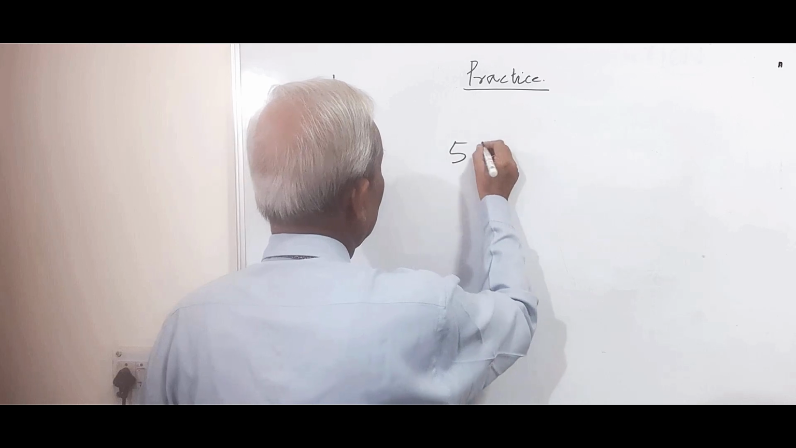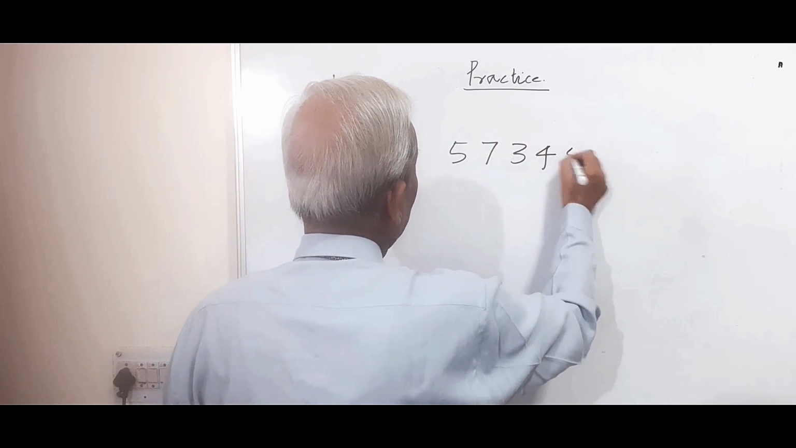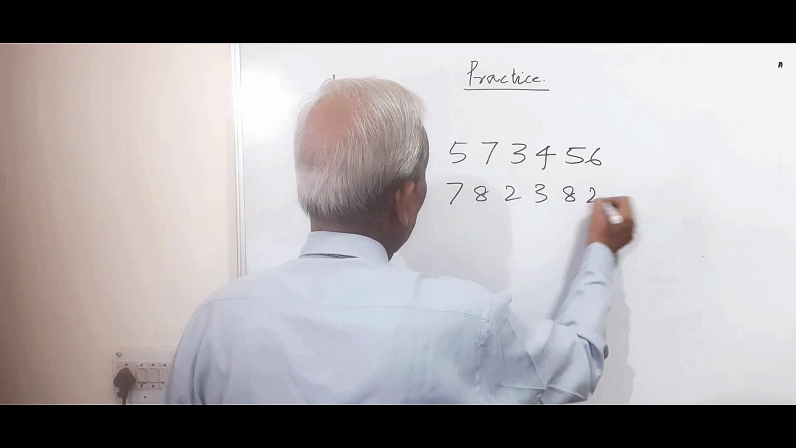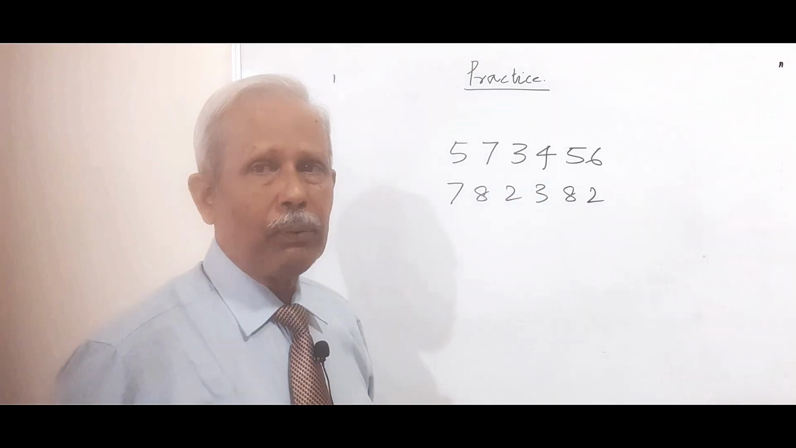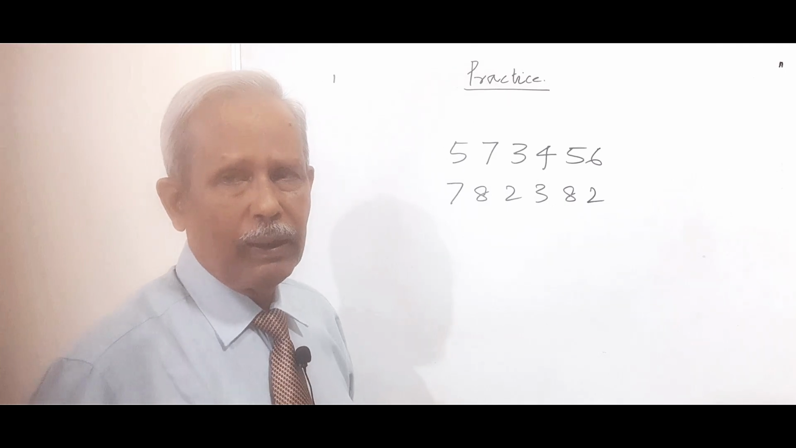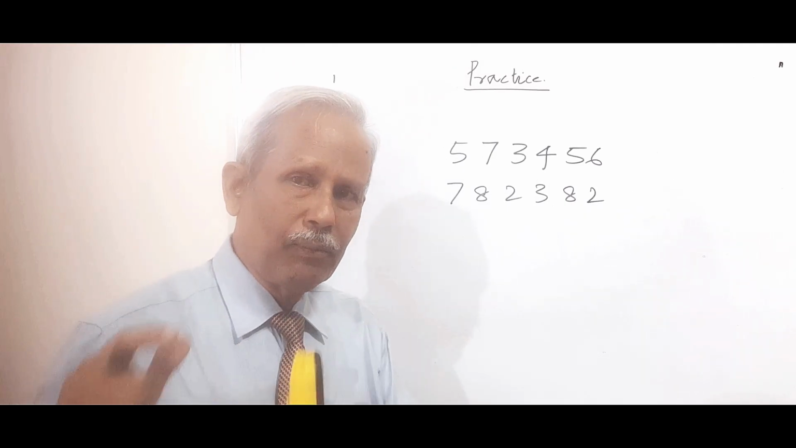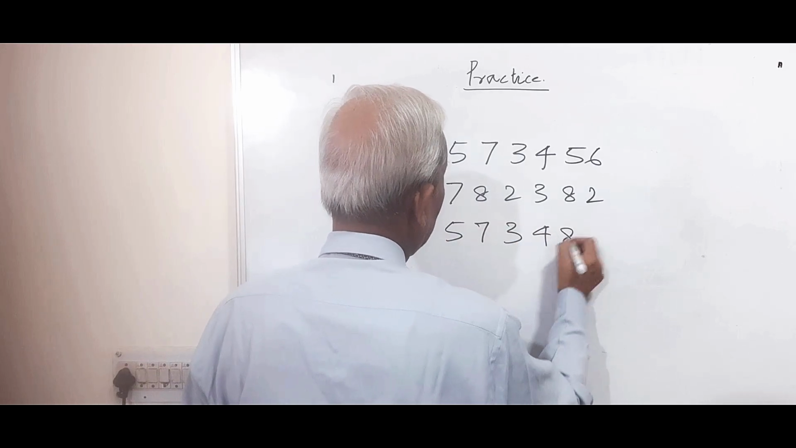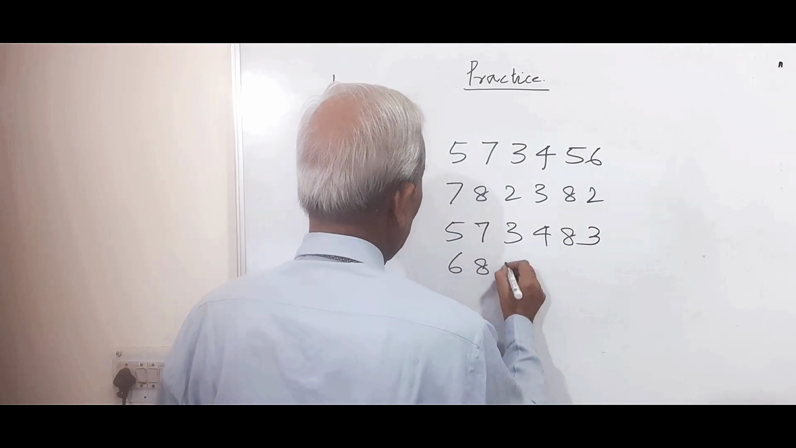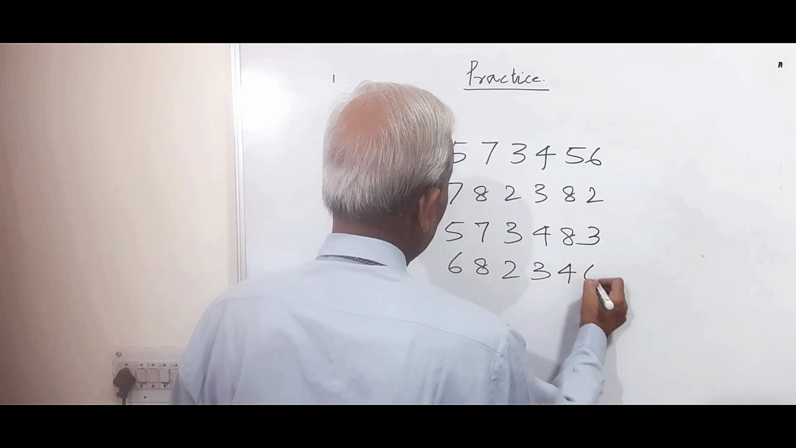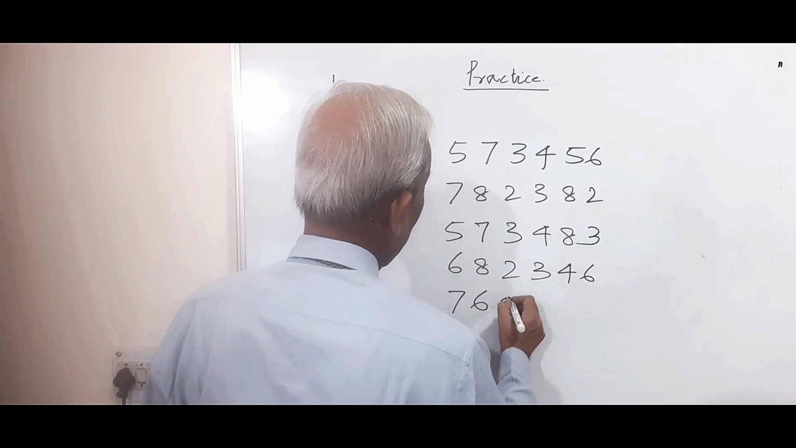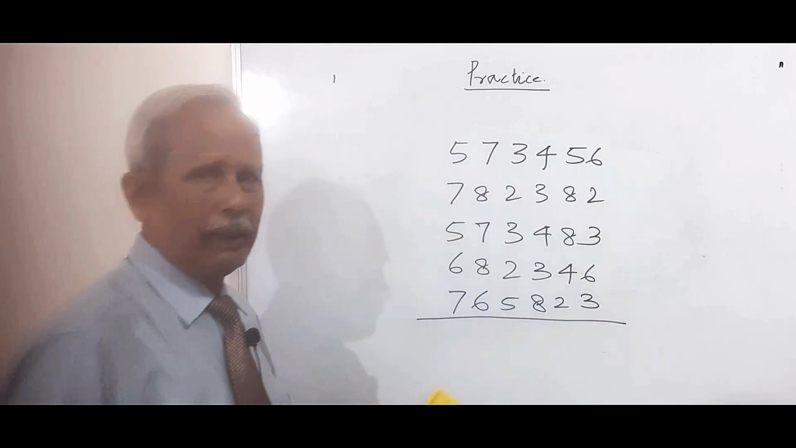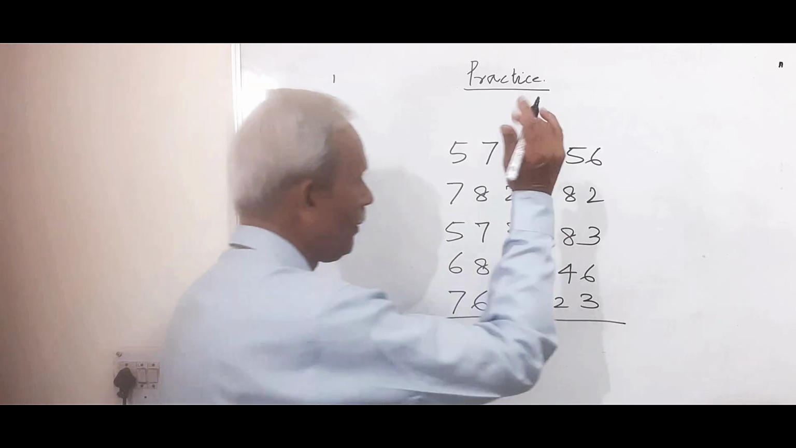So you can start like this: 5 7 3 4 5 6 7 8 2 3 8 2. Once you remember it, do not just jump upon this. First do the first digit, then 2 digits, then 3 digits, then 4 digits. Gradually increase it: 5 7 3 4 8 3 6 8 2 3 4 6 7 6 5 8 2 3. Now add it like this: 1 2 3.